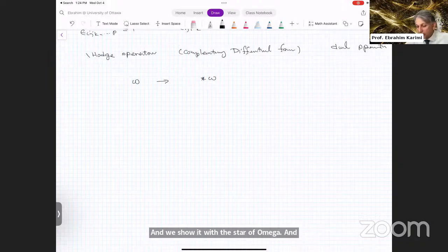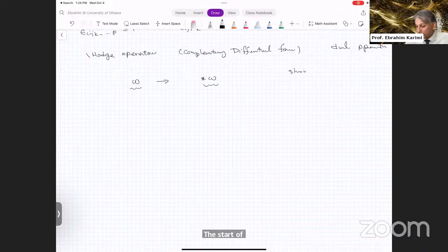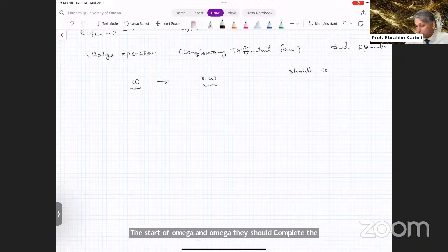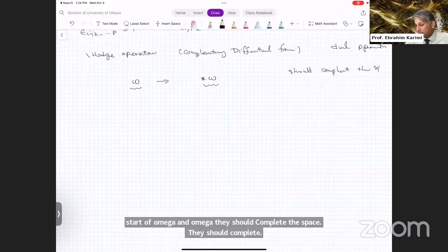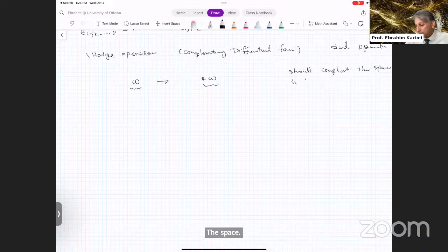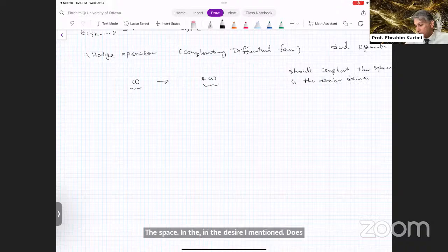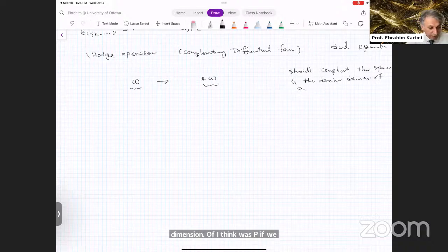And what is the star of omega? The star of omega and omega should complete the space in the desired dimension, which I think was p, if we consider the past. Okay, and we made a few examples.